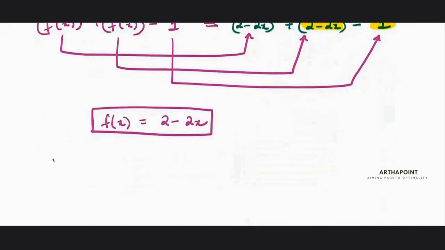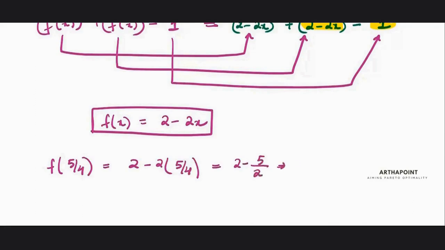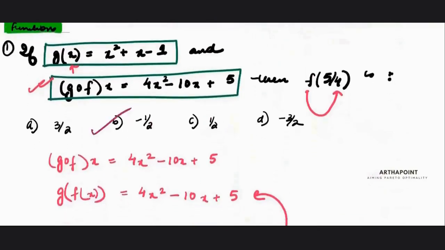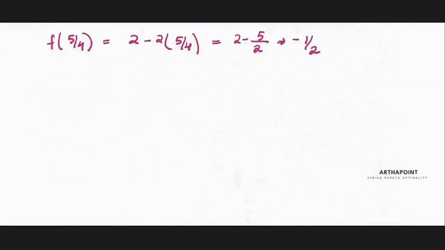And now you want to find out the value of your function at 5 by 4. This will be 2 minus 2 into 5 by 4, which will be 2 minus 5 by 2, which will be minus half. So the answer to this question is minus half. Okay, take the next question.